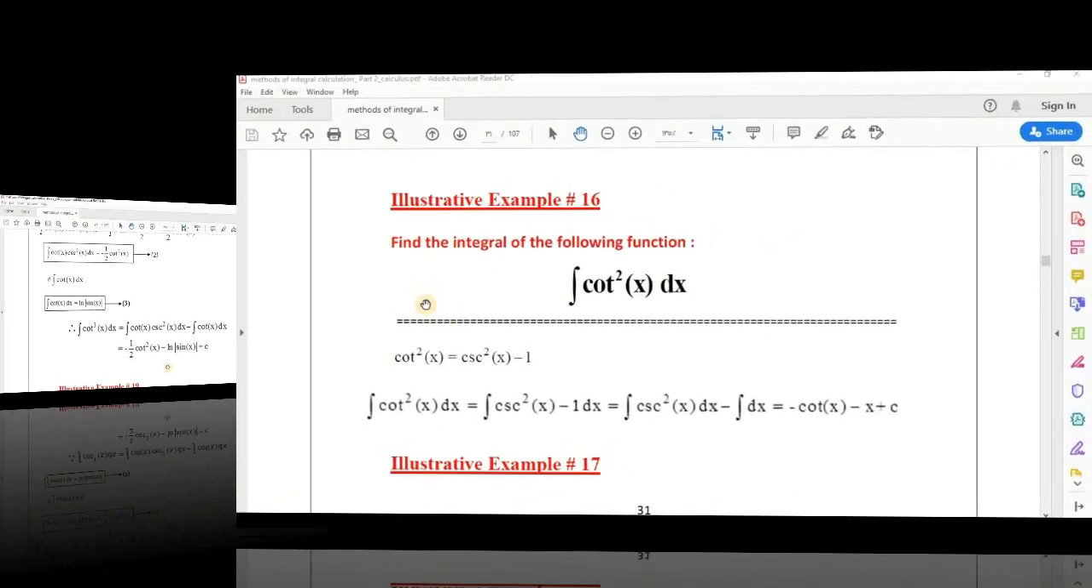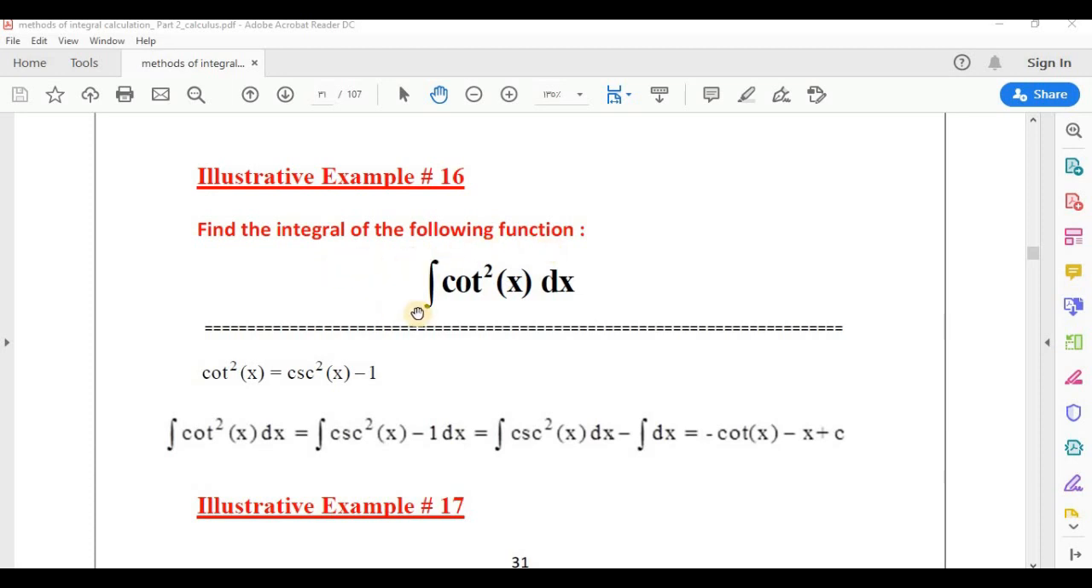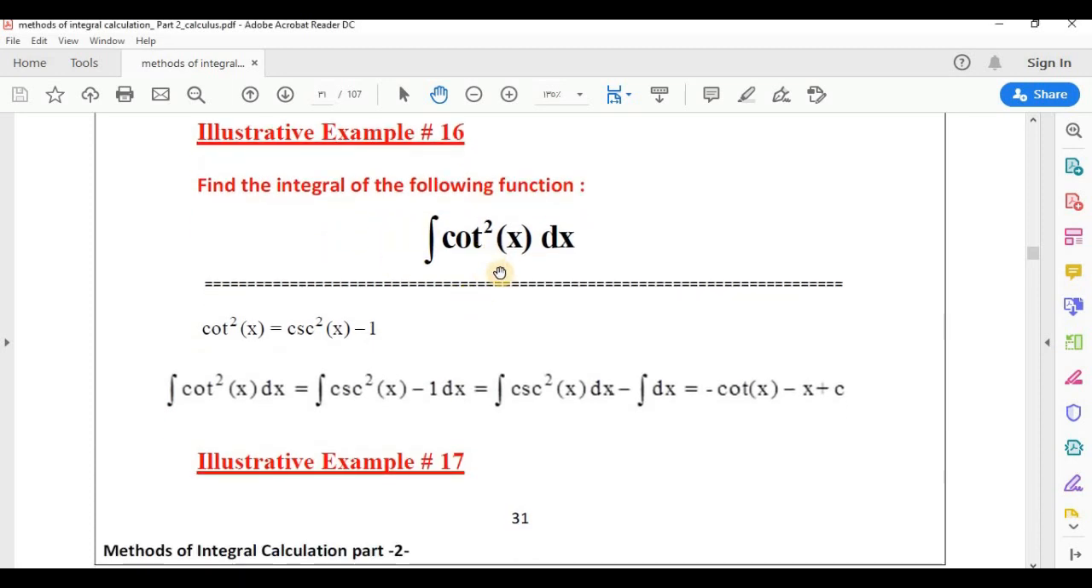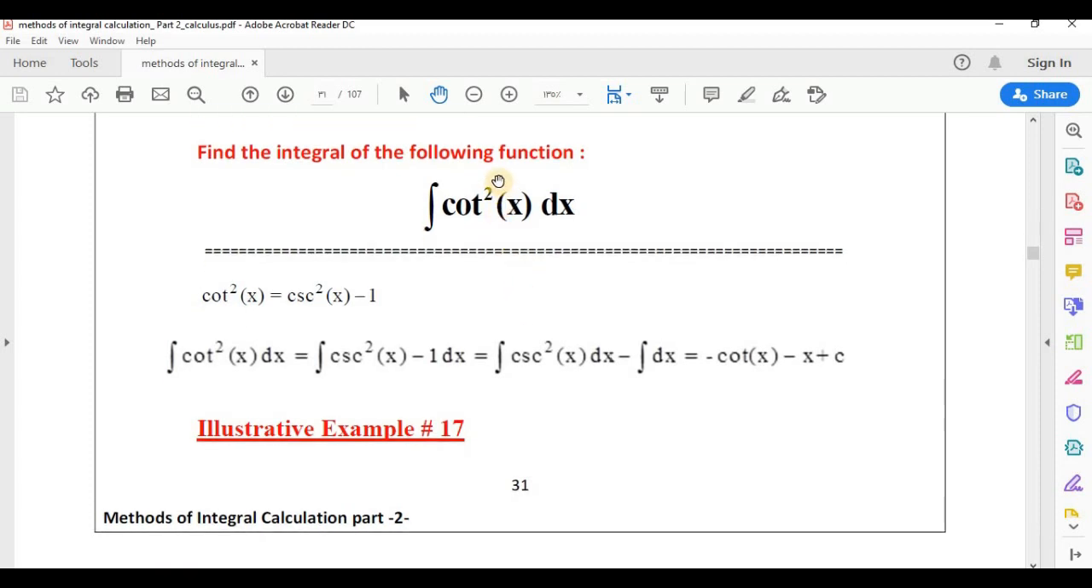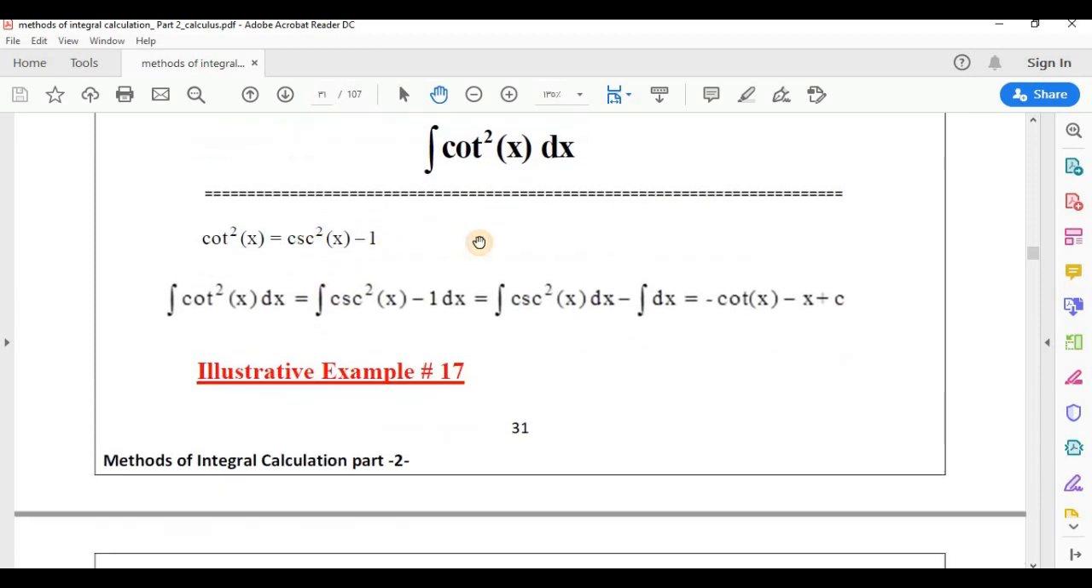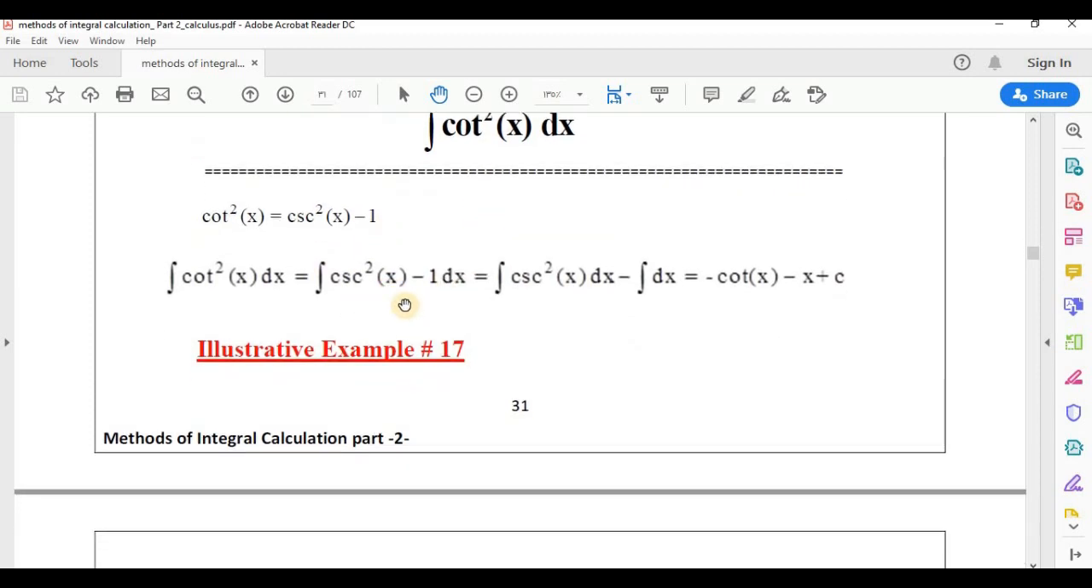Let's see another example. Find the integral of the following function. Integral cotan square x dx. How will we solve it? In this equation, we have square, the quadratic exponent. So we will go directly to use the formula to simplify the function. We have cotan square equal cosec square minus 1. And we will substitute this value in the integral. And we will get this result.